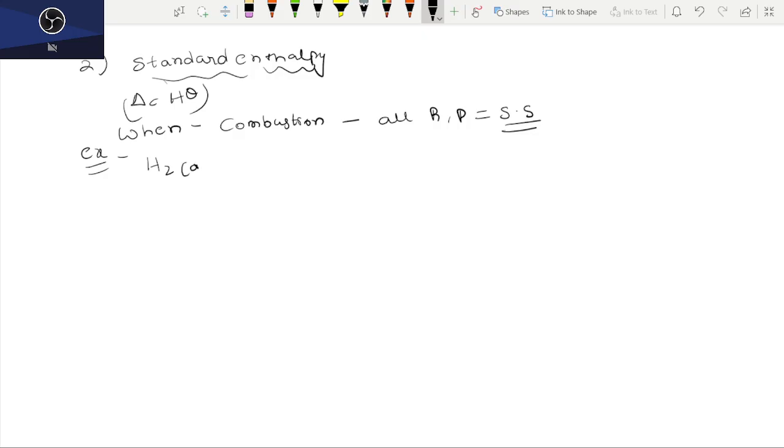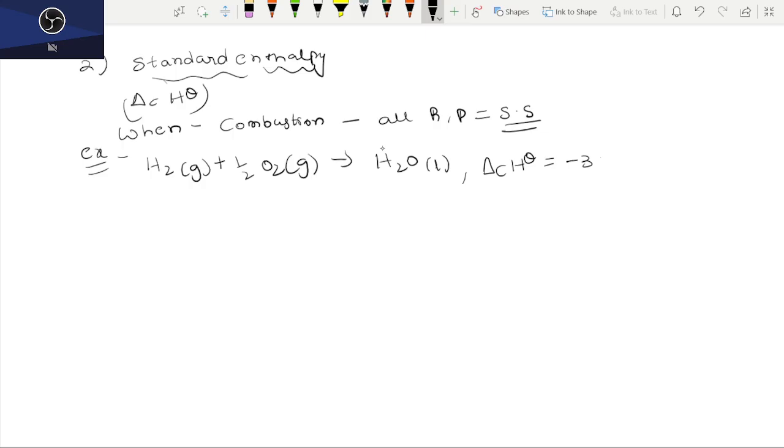H2 in the gaseous state, a lightweight gas, plus half O2 in the gaseous state, a water molecule is going to be formed in the liquid state. Finally, a gas can be converted into liquid, right? Now ΔcH° is equal to minus, what will be the value here? It is equal to minus 286 kilojoules of energy.